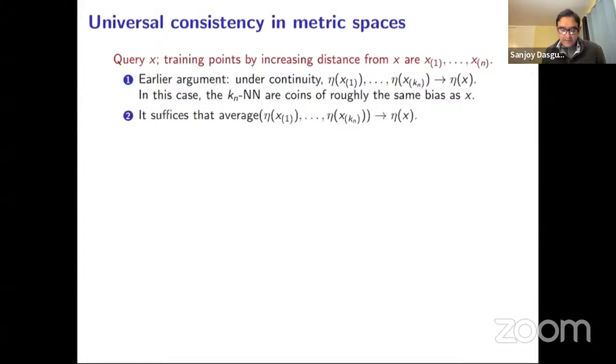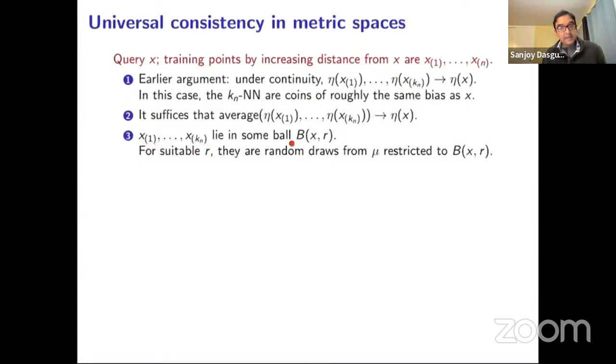So one thing that we observed is that we actually don't need the bias of all of the nearest neighbors individually to approach the bias of X. We just need the average of their biases to approach the bias of X. So if there are 100 nearest neighbors, we don't need that individually each of their biases approaches that of X, but just the average of those 100 biases approaches that of X. So that's a much milder condition.